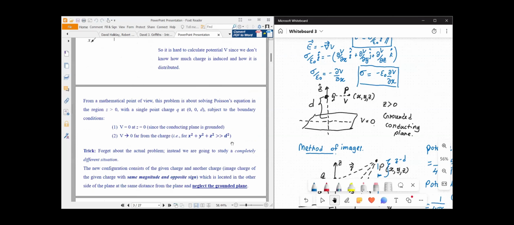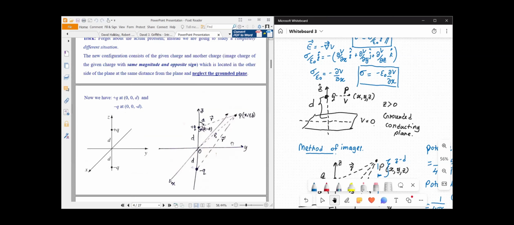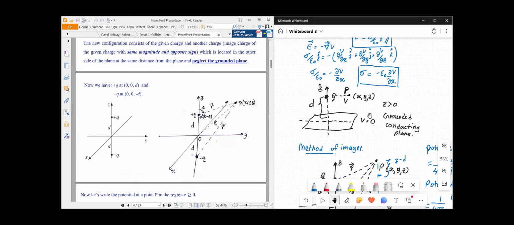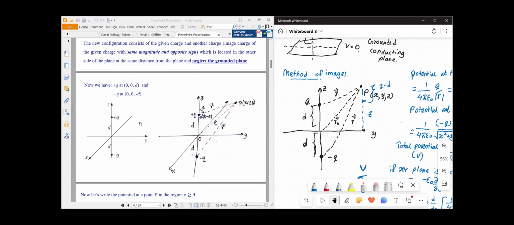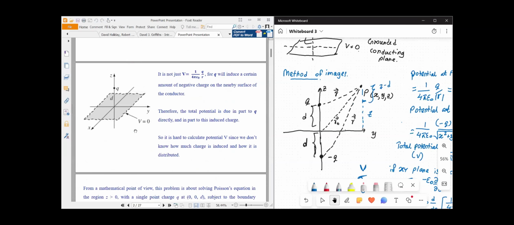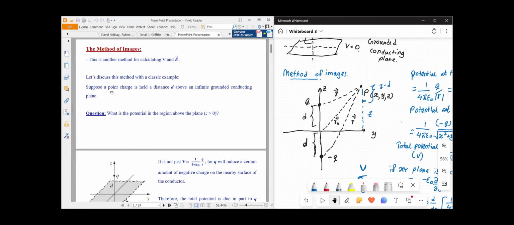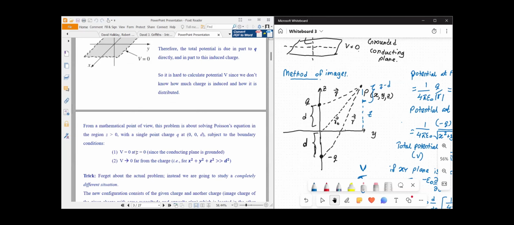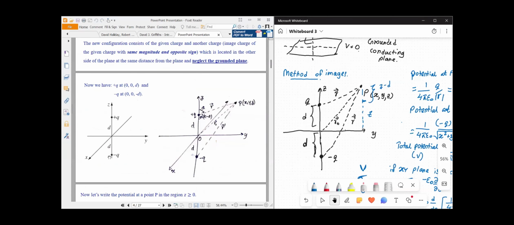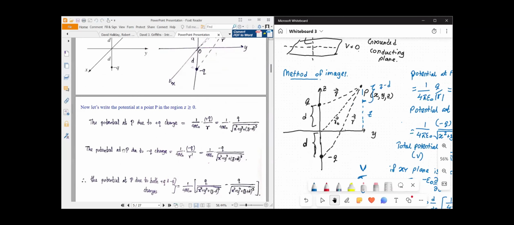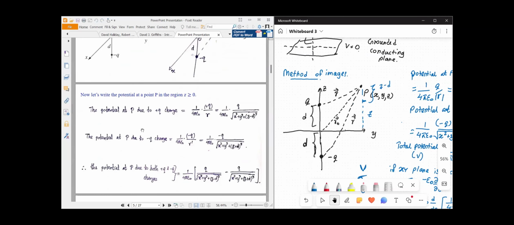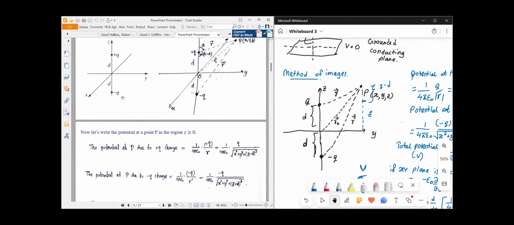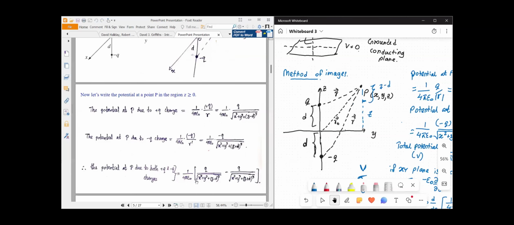Now, the same calculations that I did are given in these slides. First, to solve this situation, suppose a point charge is held at a distance d above an infinite grounded conducting plane. So we ignore this grounded conducting plane and we introduce a minus q charge here. Then with that minus q charge, we calculated the potential due to both of these charges, plus q and minus q. So this is the potential.